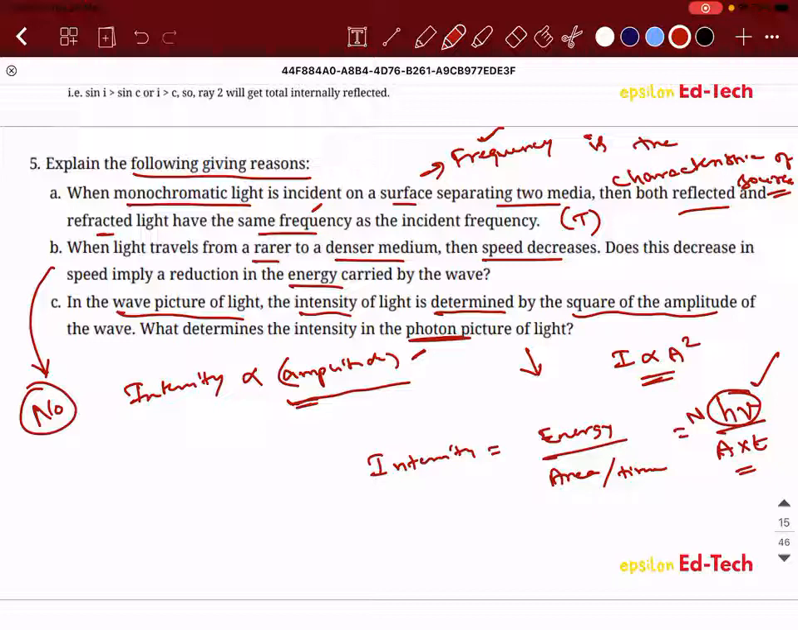Clear? So I'm expecting, if there is any doubt, I'm expecting you to ask questions. Is it clear, guys? Yes, sir. Perfect. Shall I move on?